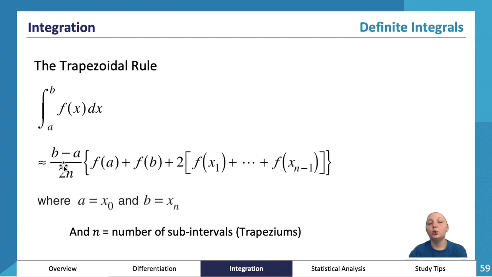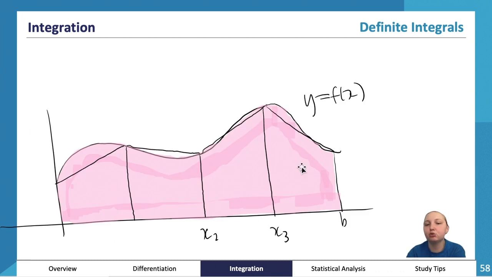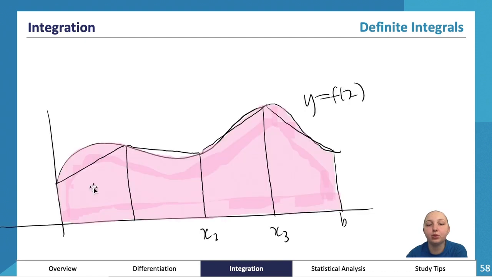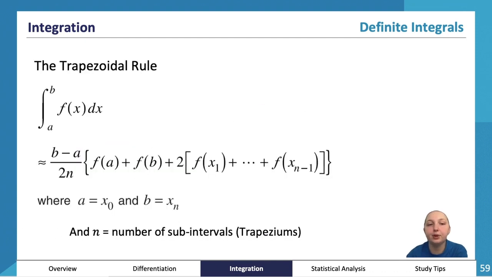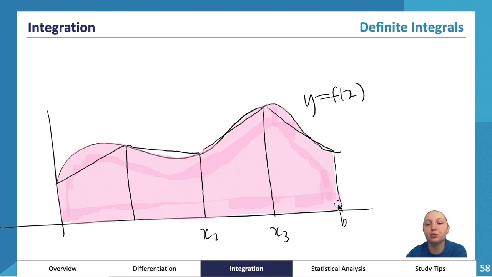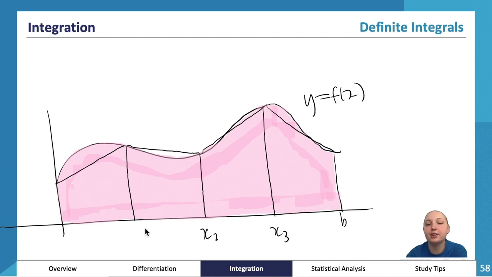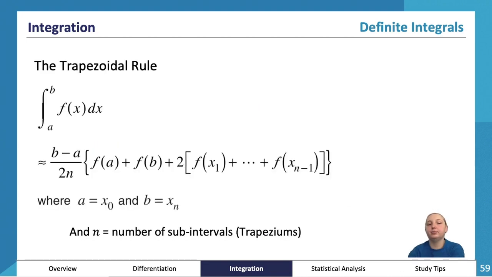So in proper terms, using the trapezoidal rule to find the area of f(x) between a and b, all you want to do is (b minus a) over 2n, where n is your number of subintervals or how many trapeziums you've put in. Let's say here we've got 4 trapeziums. Then we do f(a), our first value, plus f(b), the value of y at the final number, plus 2 times the values of each of the things in the middle.